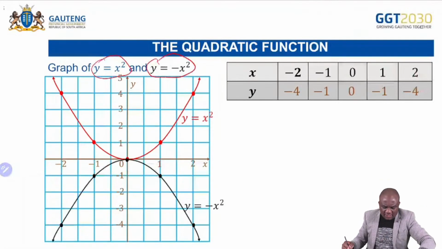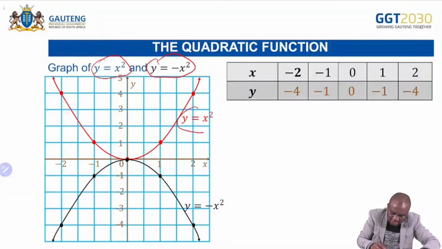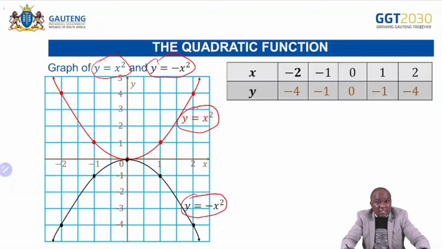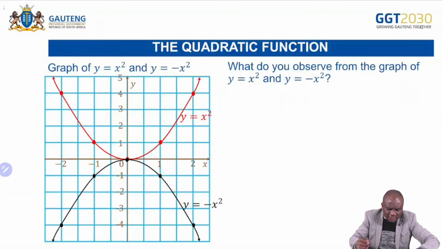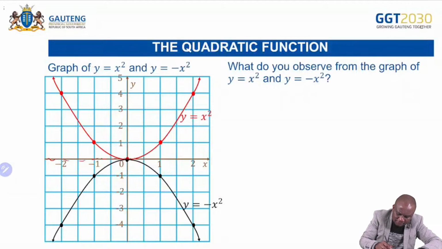Right, welcome back. Now we have our two graphs. Y is equal to x squared, and then y is equal to -x squared. Now when we compare these two graphs, what do you observe? Compare the red graph and the black graph. Are these graphs reflections of each other? They are reflecting each other about which line? About the x-axis. The x-axis is like the mirror.